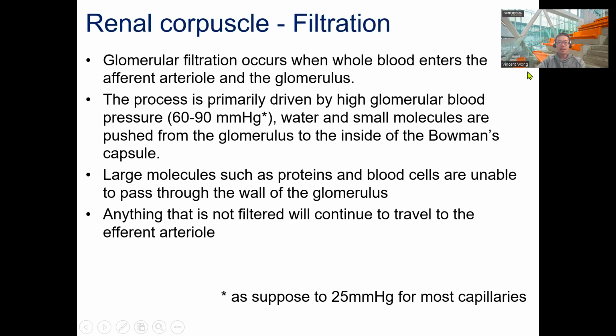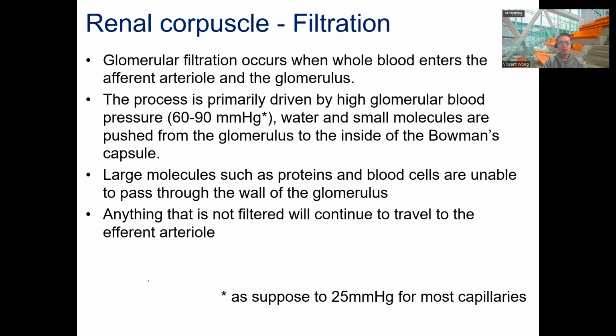So the filtration step is the first step in urine formation. And this process is primarily driven by blood pressure. Regular capillary blood pressure is about 25 mmHg, okay? But the pressure in the glomerulus is as high as 60 to 90 mmHg, and that is regulated by controlling the diameter of the afferent arteriole and the efferent arteriole.